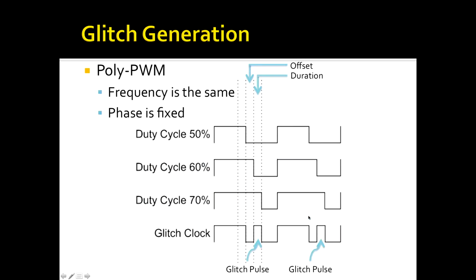And here's kind of how the short pulse gets generated. So again, the frequency is the same and the phase is fixed. So these things are locked together. If you look here, right in the middle, those lines all start at the same time. So the phase they're all locked with each other. However, when you change the duty cycle, you'll see that the 60% wave is on a little bit longer than the 50%, and the 70% is longer than both of them. And it's like a staircase effect.